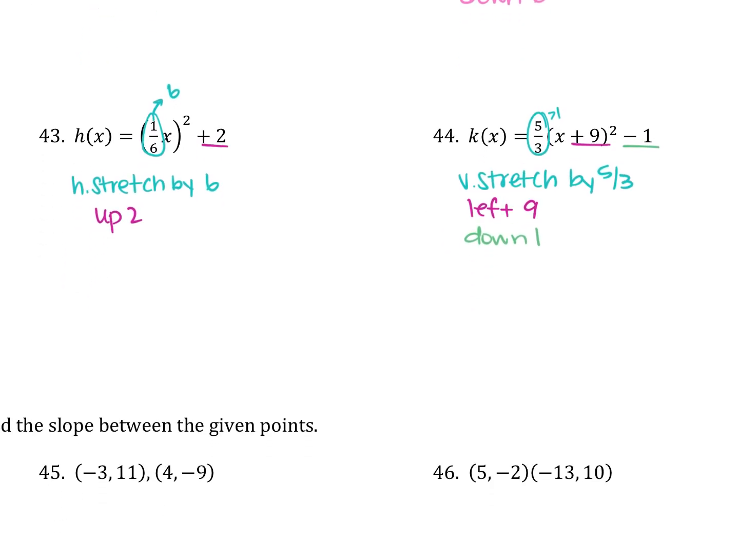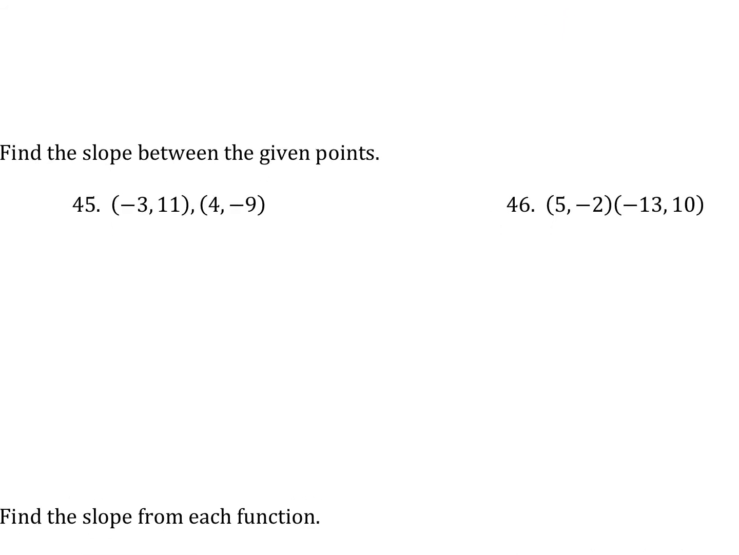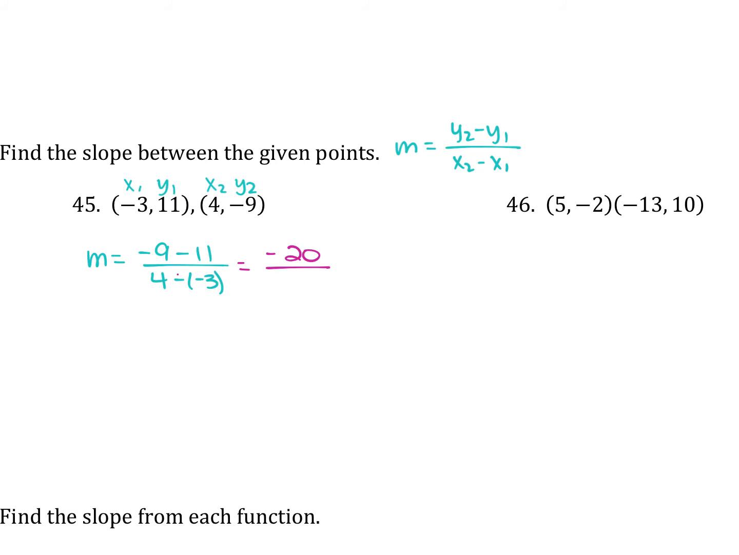For the next part in your review, you are finding the slope or the average rate of change between these given points. For 45, you have (negative 3, 11) and (4, negative 9). Your slope formula is y2 minus y1 over x2 minus x1. So if we name the first point x1, y1, and the second point x2, y2, this is going to give us m is equal to negative 9 minus 11 over 4 minus negative 3. Your negative 9 minus 11 gives you negative 20 over 4 plus 3 is 7. So that's negative 20 over 7.